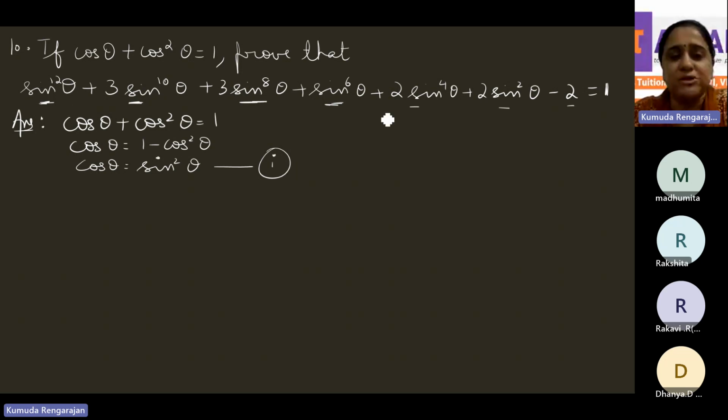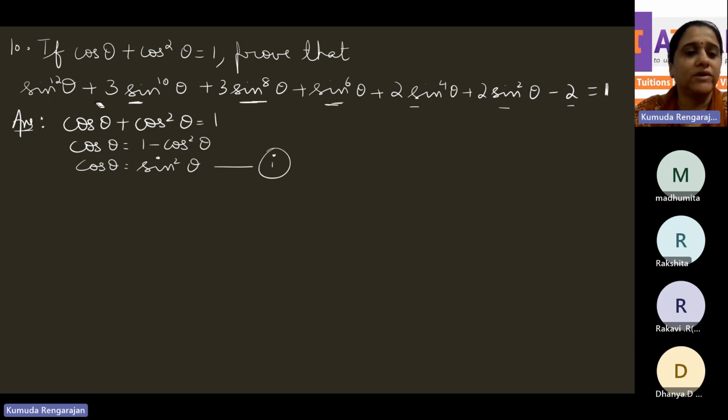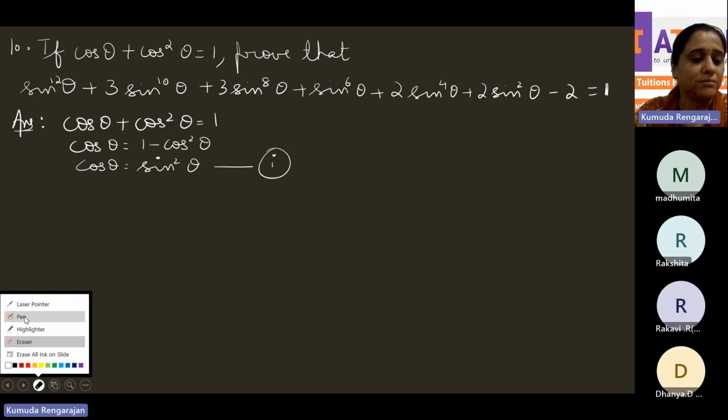So this entire expression, which has 7 terms, is grouped as 4 plus 3 terms. The first 4 terms will go with the form a cube plus 3a square b plus 3ab square plus b cube. The last 3 terms we have to take out 2 common. For now we'll just understand that, so we'll work on the first 4 terms and show that they are of the form a cubed plus 3a square b plus 3ab square plus b cube.